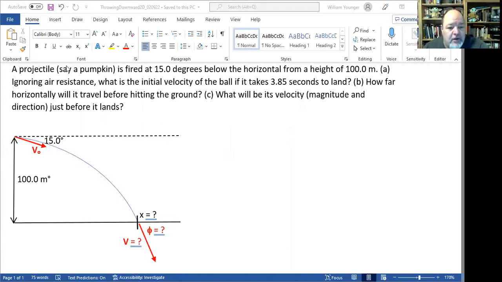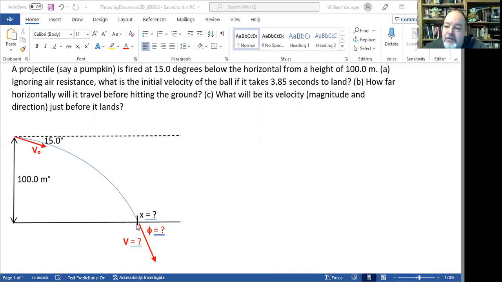So it says a projectile, let's say a pumpkin, is fired at 15 degrees below the horizontal from a height of 100 meters. A, ignoring air resistance, what is the initial velocity of the ball if it takes 3.85 seconds to land? Okay, so they're wanting to know what is that V0. It's going to take from here to here, the whole hang time is 3.85 seconds. B, how far horizontally will it travel before hitting the ground?